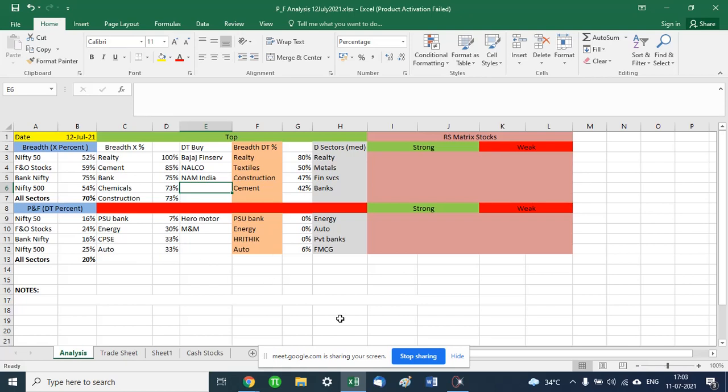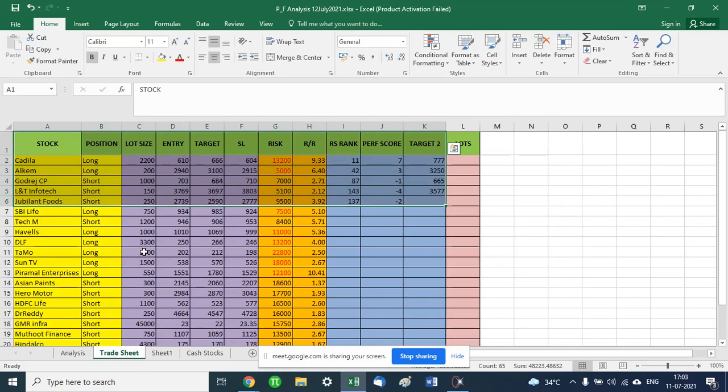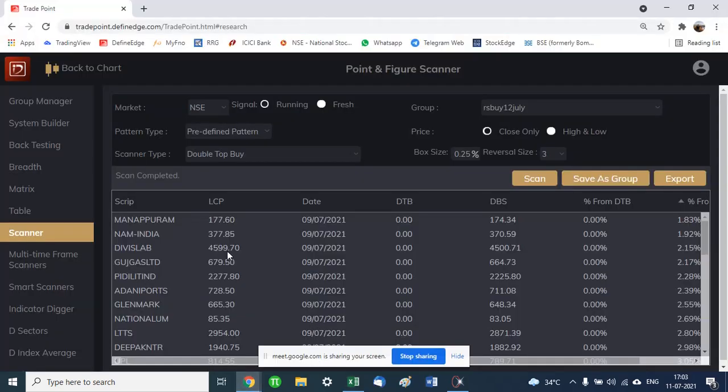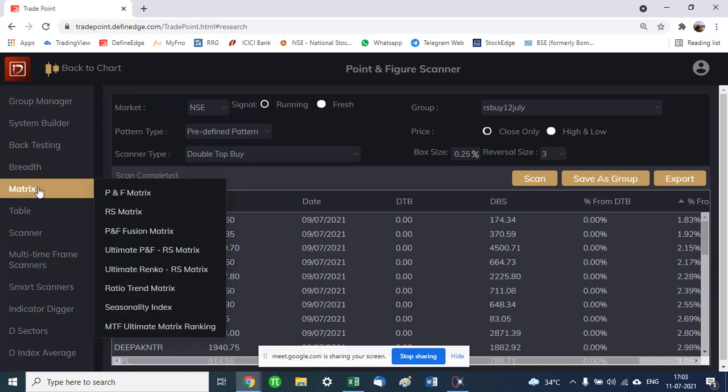So now I want to identify exact levels for these stocks to trade in. I can make a sheet like this where I can define the entry, target, stop loss, how much the risk is, all that I can do here. How I do that is, there's this option called matrix. I click on matrix, there is RS matrix, relative strength matrix.